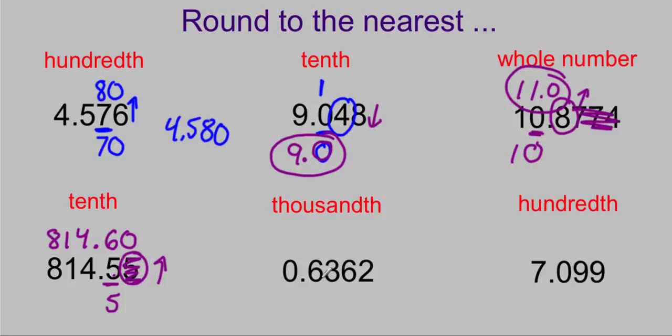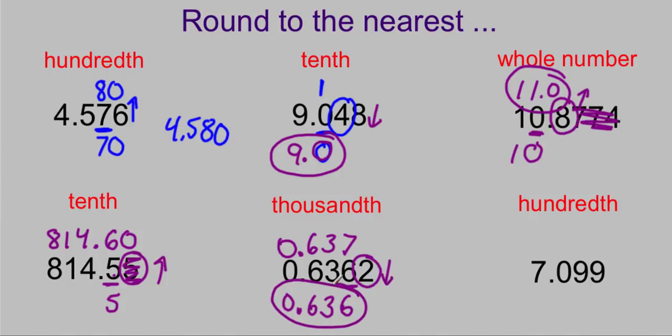Next, the thousandths place. Tenths, hundredths, thousandths is my third decimal place. So it's either going to stay a 6 or round up to a 7. Everything in front of it's going to stay the same either way. A 2, well, that's 4 or less, so that means we're going to come back down. We're going to stay at 0.636. That 2 isn't far enough away, it's going to round back down to the 6.